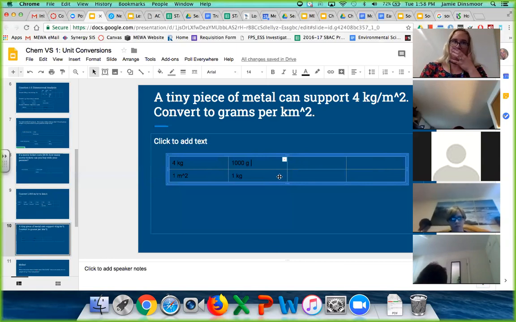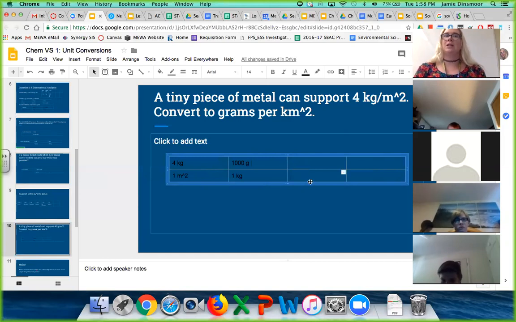So in this case, we've already converted grams. Meters, we want to go to kilometers. So guess what? It's the same nice, easy 1,000 conversion here. We know that there are 1,000 meters in 1 kilometer. Now, that is not squared.